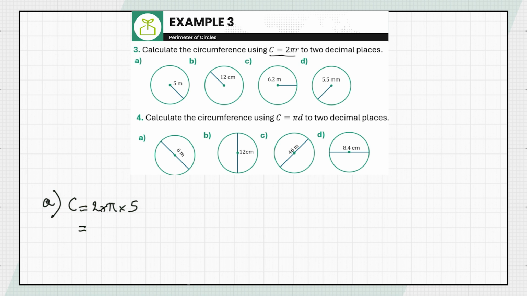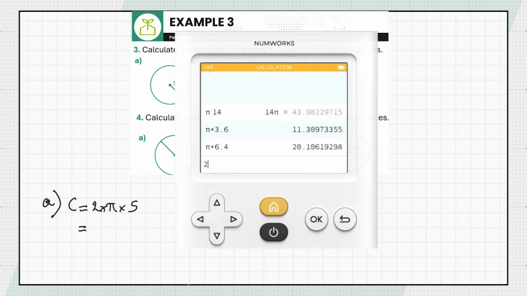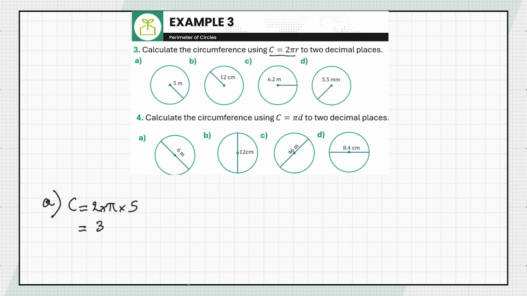Alright, now let's bring up our calculator. Alright, so our end result is 31.415, so 31.42. 31.42 meters. Alright, for B, we have again, our circumference is going to be equal to 2 times pi times our radius, which is going to be 12.